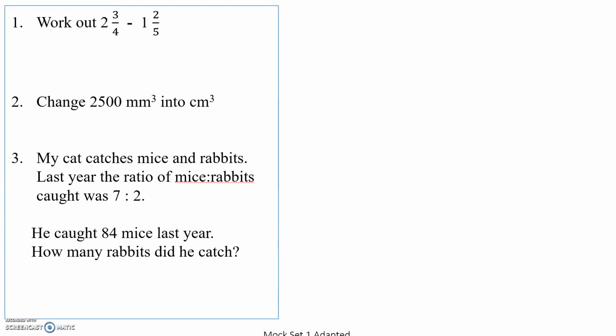Okay, GCSE question of the week, week 9. Foundation first. Number 1, work out 2 3/4 minus 1 2/5.